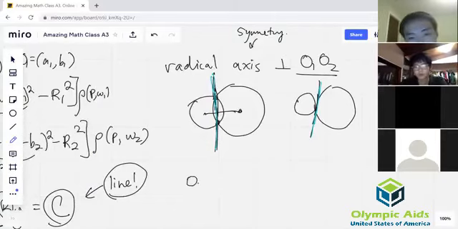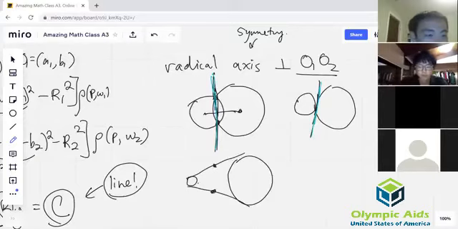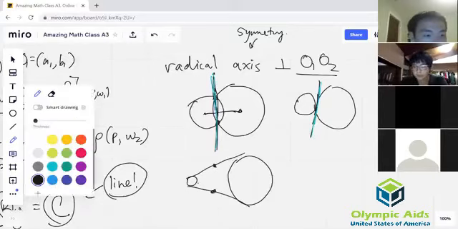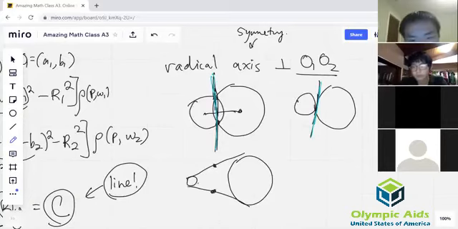Another situation, they might not even be touching. In this case, you can draw the external tangents. You know the midpoints lie on them. These are the midpoints. And you know that this is the radical axis.